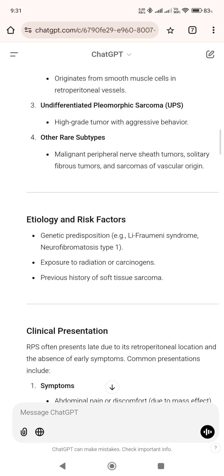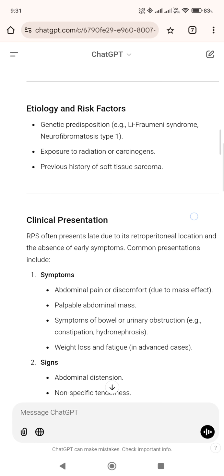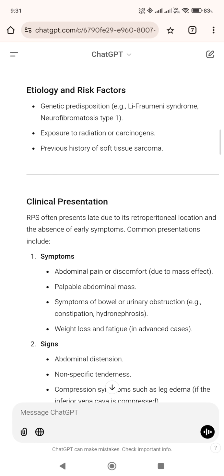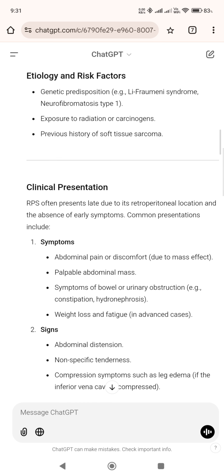Etiology and risk factors: genetic predisposition, e.g. Li-Fraumeni syndrome, neurofibromatosis type 1, exposure to radiation or carcinogens, previous history of soft tissue sarcoma.